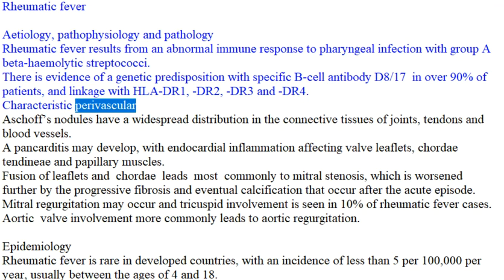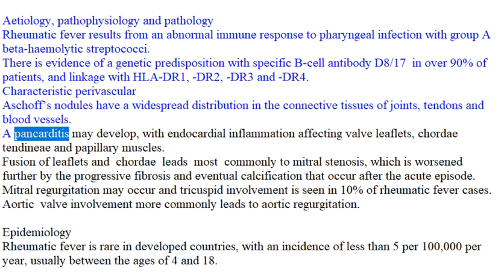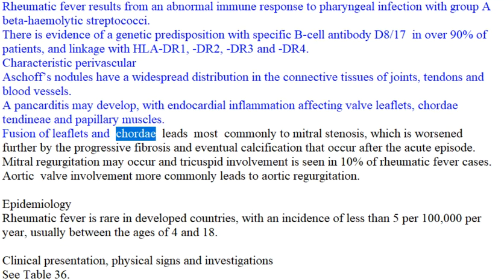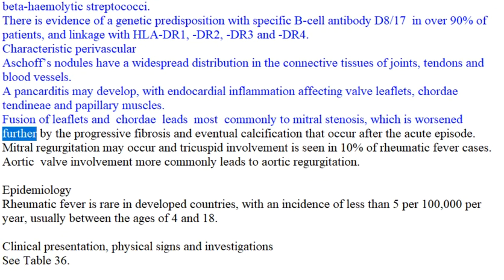Characteristic perivascular Aschoff's nodules have a widespread distribution in the connective tissues of joints, tendons, and blood vessels. A pancarditis may develop, with endocardial inflammation affecting valve leaflets, chordae tendineae and papillary muscles. Fusion of leaflets and chordae leads most commonly to mitral stenosis, which is worsened further by the progressive fibrosis and eventual calcification that occur after the acute episode.